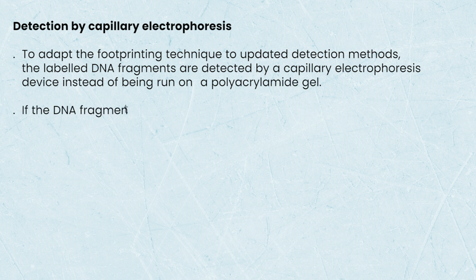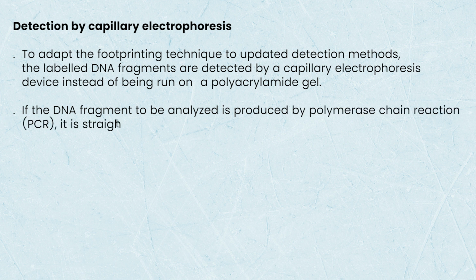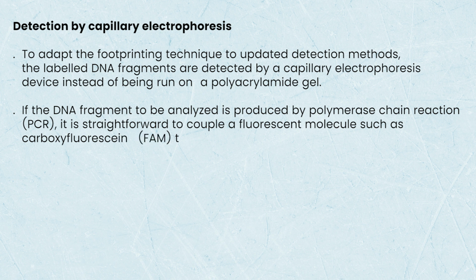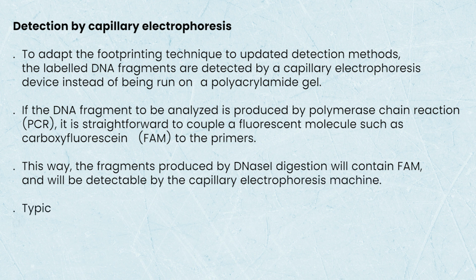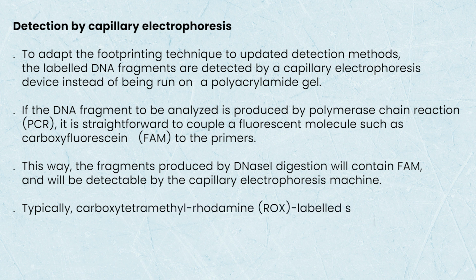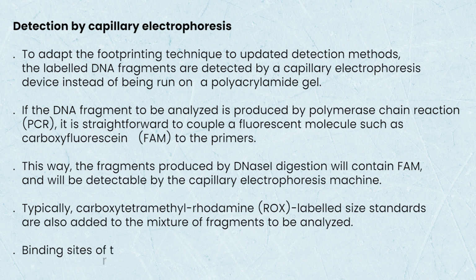The DNA fragment to be analyzed is produced by polymerase chain reaction. It is straightforward to couple a fluorescent molecule such as carboxyfluorescein FAM to the primers. This way the fragments produced by DNase 1 digestion will contain FAM and will be detectable by the capillary electrophoresis machine. Typically, carboxytetramethylrhodamine labeled size standards are also added to the mixture of fragments to be analyzed. Binding sites of transcription factors have been successfully identified this way.